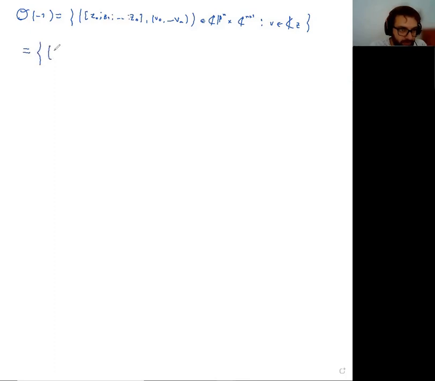Another way to write it, more algebraic, is to say that this is the set of all Z's and V's in CP^n times C^(n+1), such that Zj times Vk is equal to Zk times Vj for every j and k. This is the same condition as this, just explicit. And yeah, so we were just recalling this.